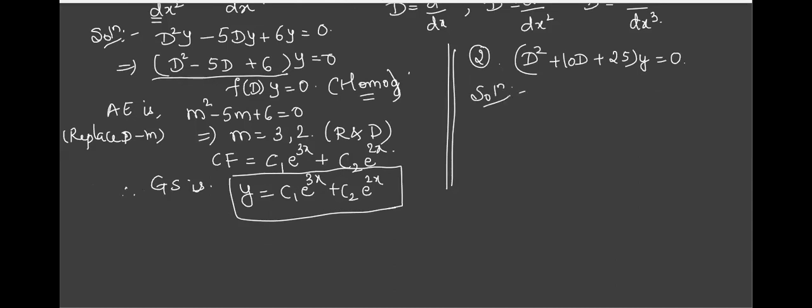Tell me, is it homogeneous or non-homogeneous? Homogeneous, RHS part is 0. So we have to find CF. CF depends on the auxiliary equation. Replace D by m here. Tell me, replace it and tell me what equation you get. M square plus 10m minus 5. Other terms are the same.